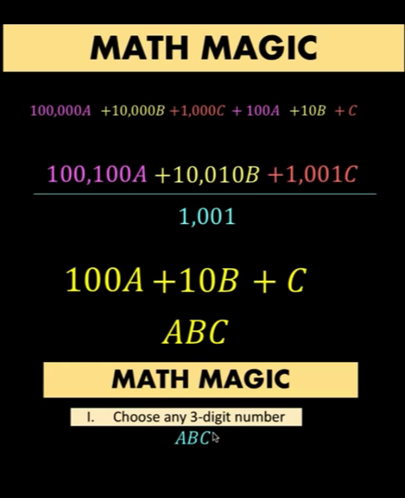And by following the process in this magic, the final result will go back to that original number ABC. And that is now the reasoning why this magic works. So you can try this magic with your friends and see how amazed they will be.